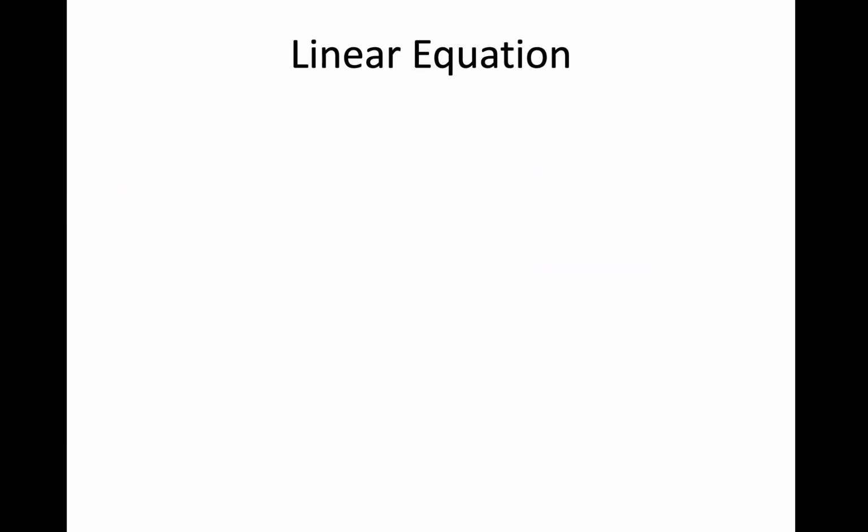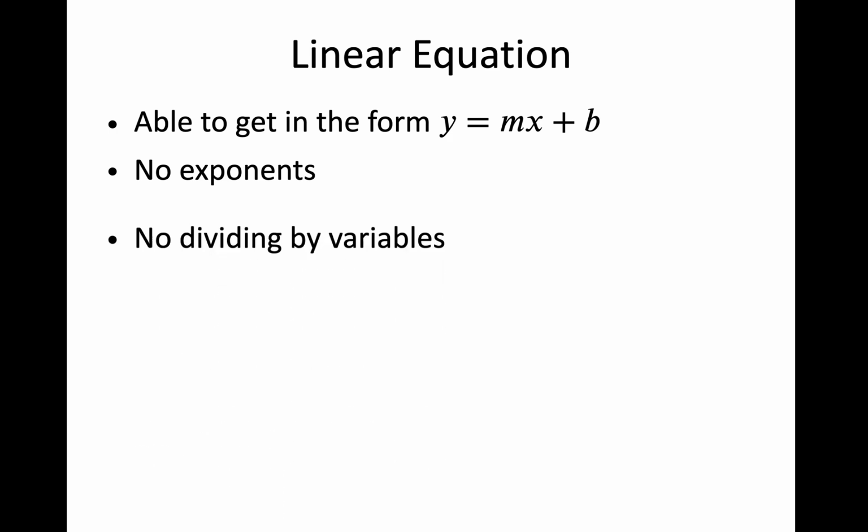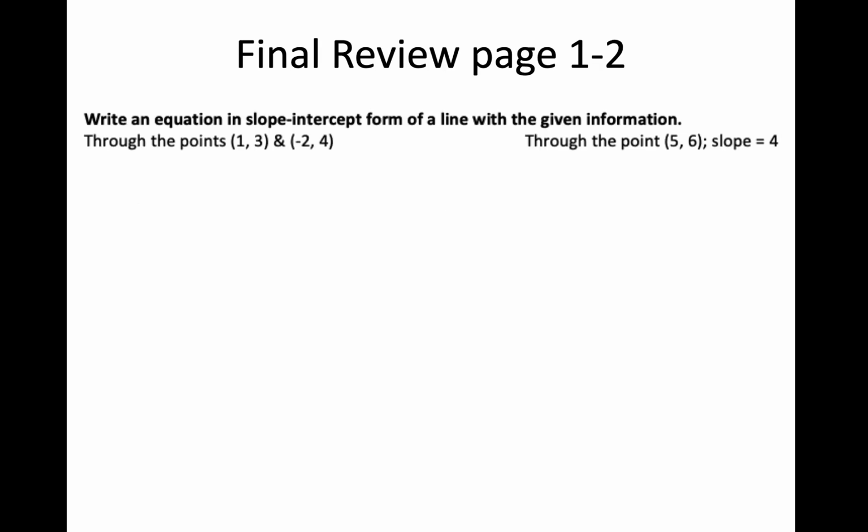All right, the next thing is just some reminders for linear equations. A linear equation is any equation that you can get into that form. So if you can get an equation in that form, it's linear. It does not have to have an x, so it can be y equals 3. As long as you can get y alone and your x value has no exponents, it's a linear equation. And then you cannot divide by variables, okay? So if you can get y alone and you have no exponents, no dividing by variables, then it would be a linear equation.